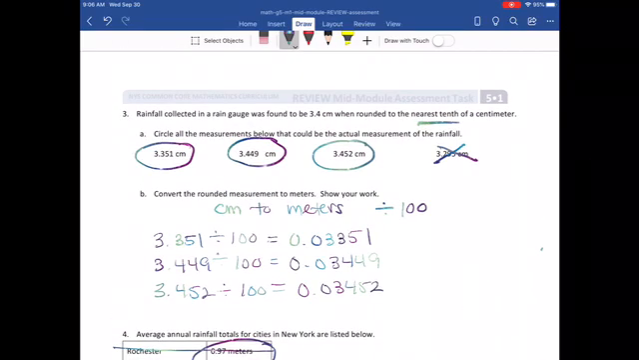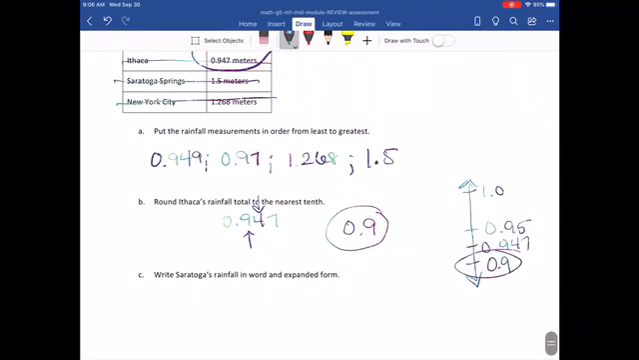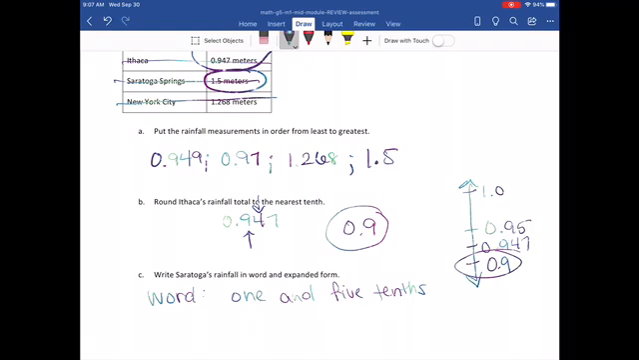Write Saratoga's rainfall in word and expanded form. So our word, Saratoga is 1.5, so we have 1 and 5/10. Remember that and tells you the decimal point. And now expanded, you could have done it in either fraction or decimal form.